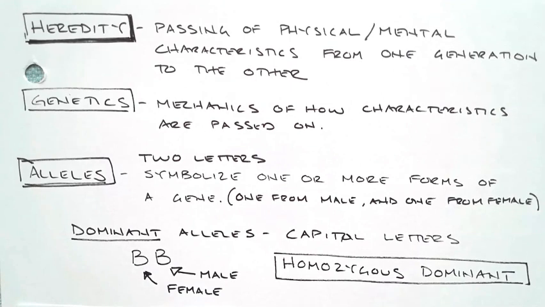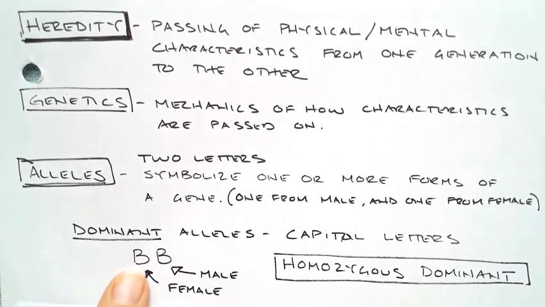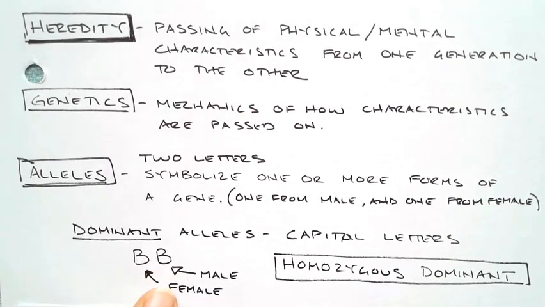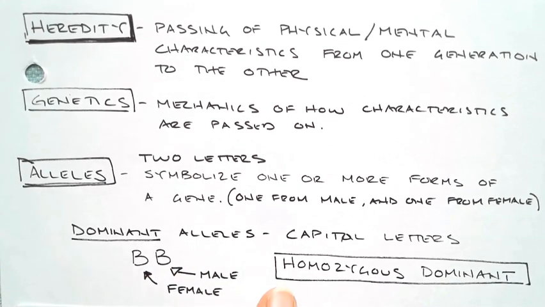between the two. In this scenario, we're using a big B, and again, one allele came from the female or mother, and the other allele came from the father or the male. Since they are both the same letters, we call them homozygous, because homo means same. Zygous reminds you of zygote, meaning fertilized egg, and they're both dominant because they're both capital letters.